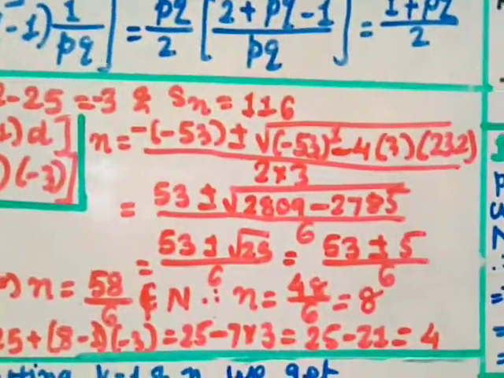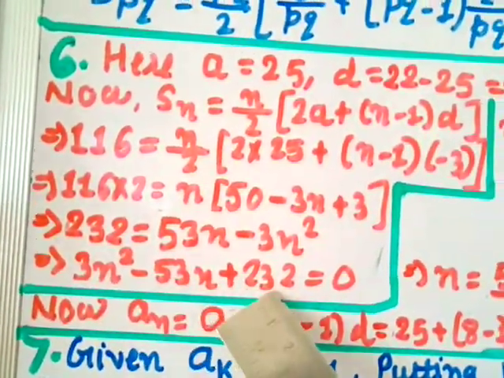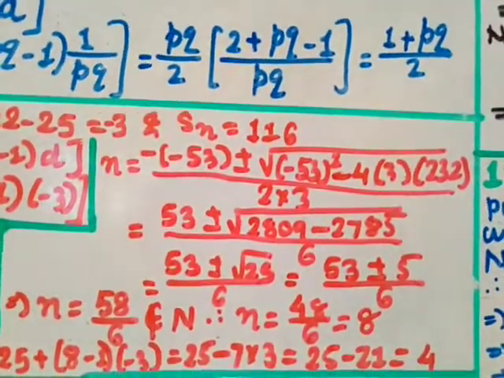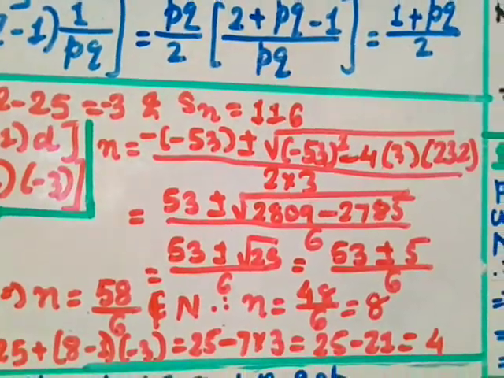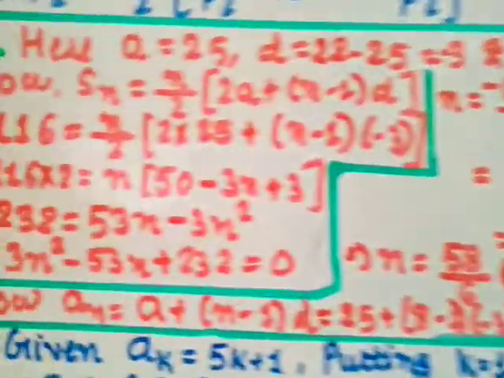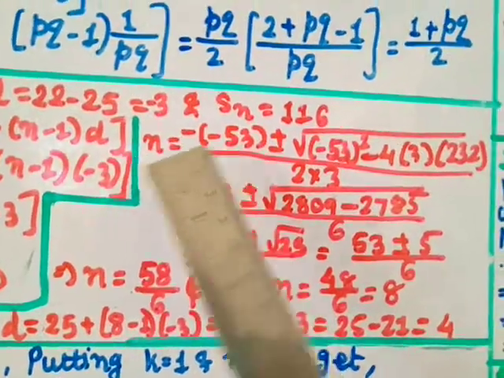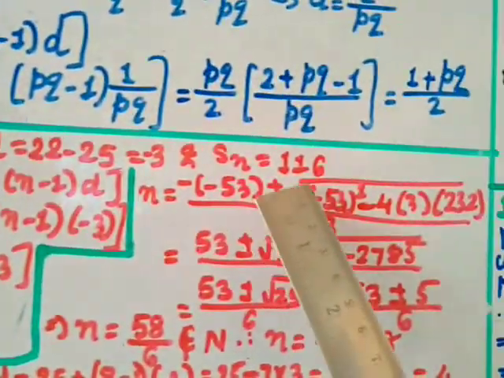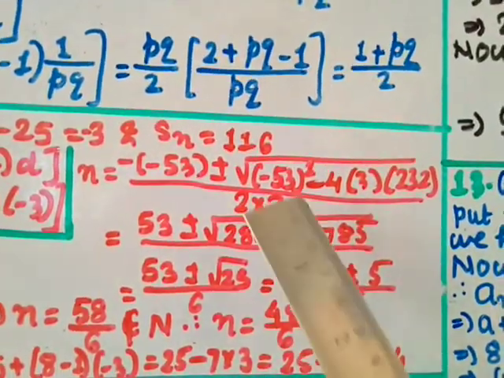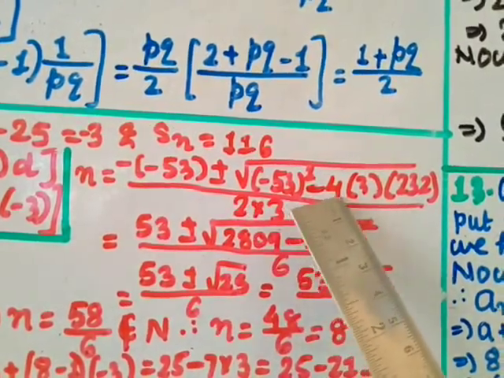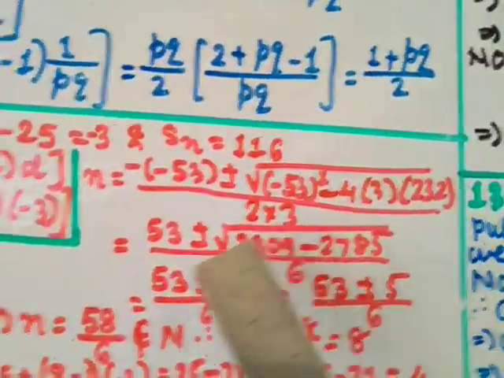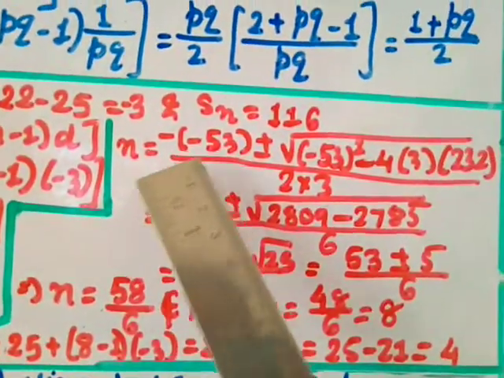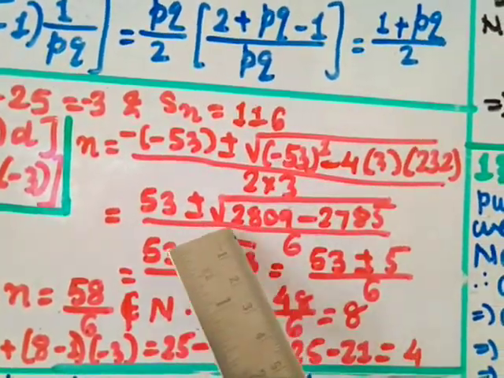So directly I have written here, you can say this is a, this is b and this is c. Okay, so you know the formula to find the roots of a quadratic equation. So n equal to, here the equation is in terms of n, so n equal to minus b. So b is minus 53, plus or minus under the square root b square minus 4ac. So b square is minus 53 whole square minus 4, a is 3 and c is 232, divided by 2a, so 2 into 3.